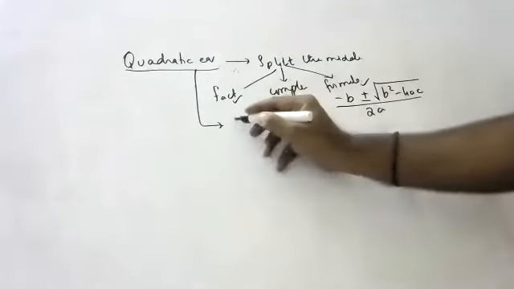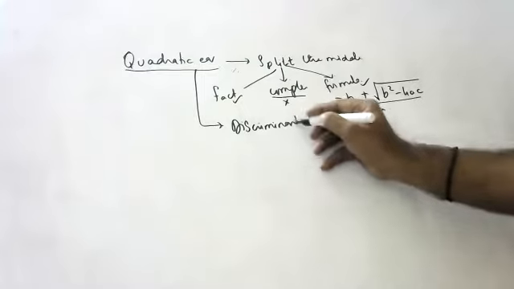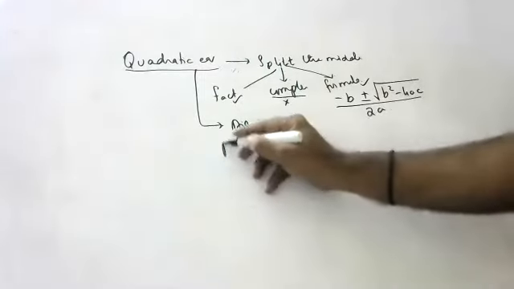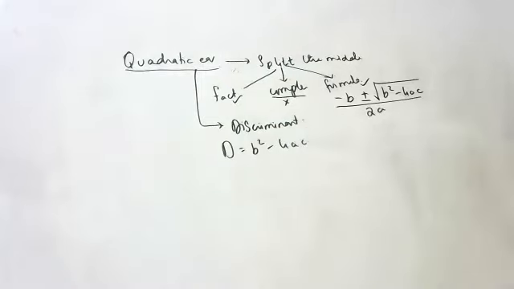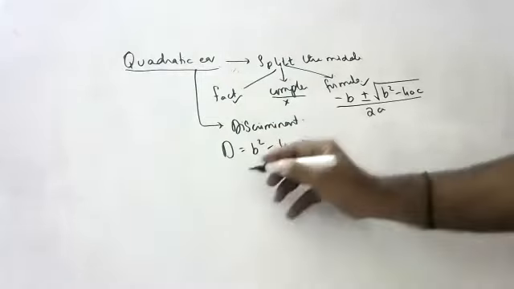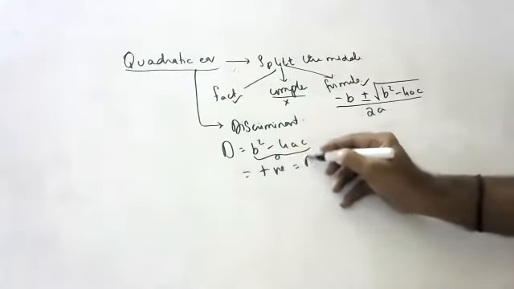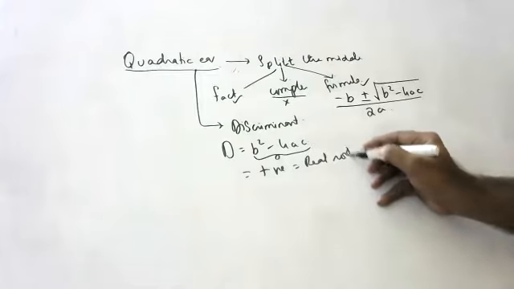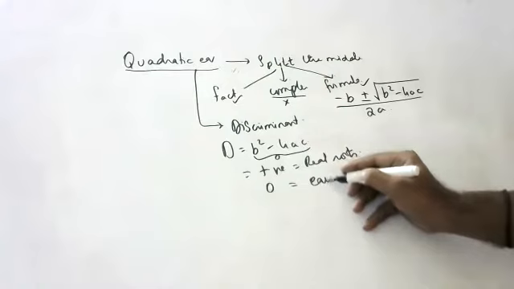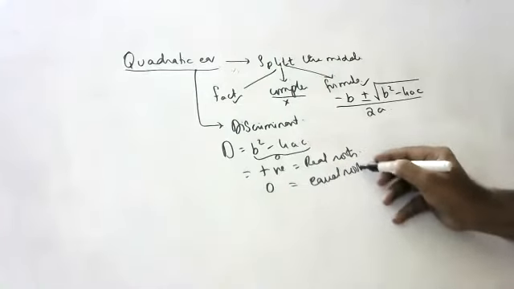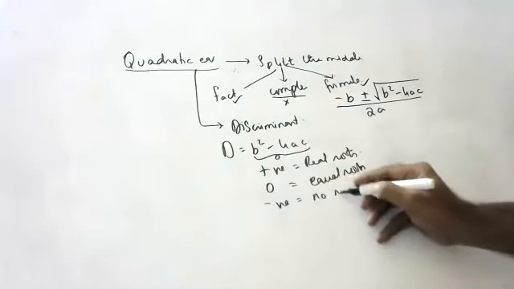After this, finding discriminant is also there. Finding discriminant sums are also very important. Discriminant formula is what, children? b square minus 4ac. If you get the value as positive, what does it indicate? Real roots are present. If you get the value as 0, you will get equal roots. If you get the discriminant value negative, no roots.